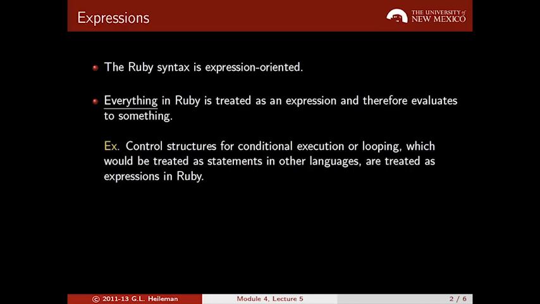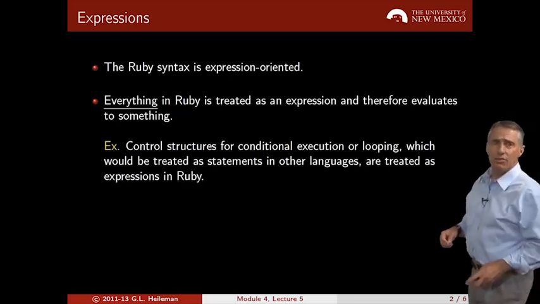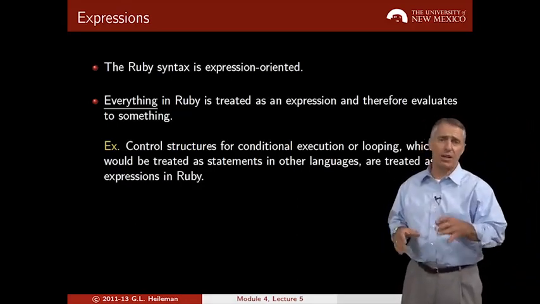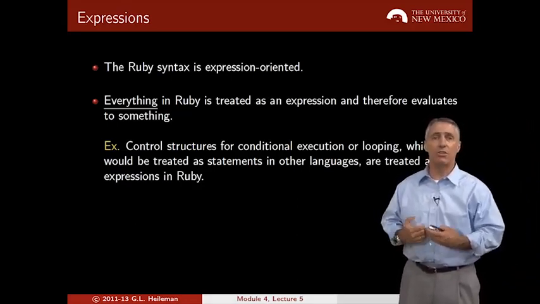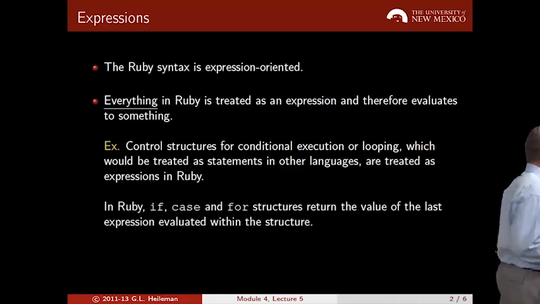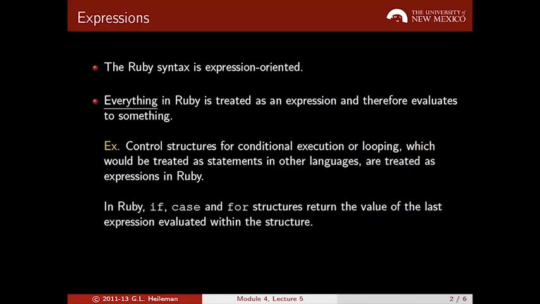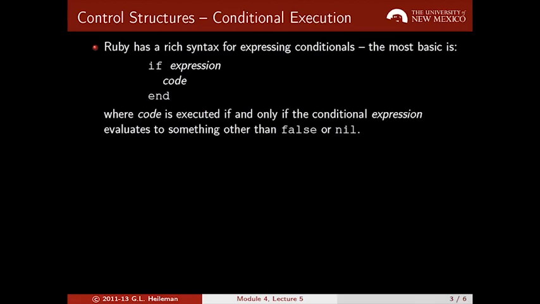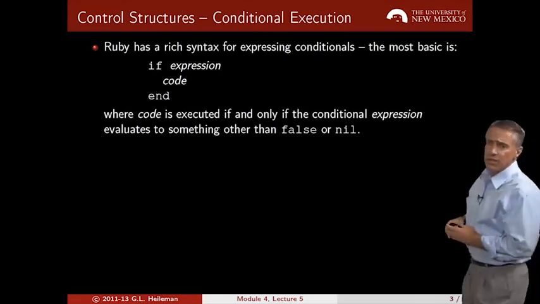In Ruby, they have a value, and the value they assume is the last expression that's evaluated as a part of that structure. So if you go to IRB and type a quick if statement, you'll see that it actually evaluates to something. It returns a value. So there are if, case, and for structures in Ruby that we're going to see in this lecture. Again, all of them return a value. Let's look at the conditional expressions first.